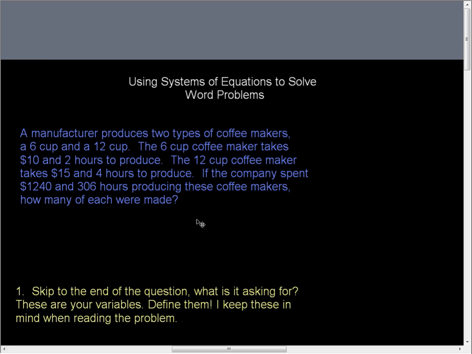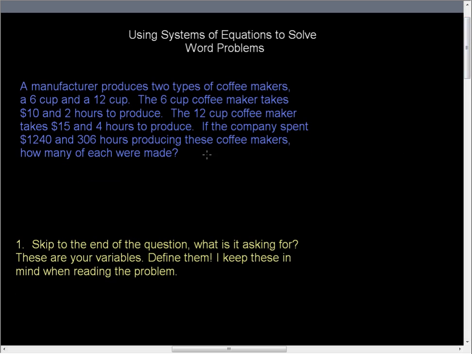I'm going to jump right to the end here. If the company spent a certain amount producing these coffee makers, how many of each were made? Okay, so I've got 2 coffee makers, or at least 2. Now I go back and it says a manufacturer produces 2 types of coffee makers, 6 cup and 12 cup. So I'm going to let X represent the number of 6 cup, and Y is going to represent the number of 12 cup.